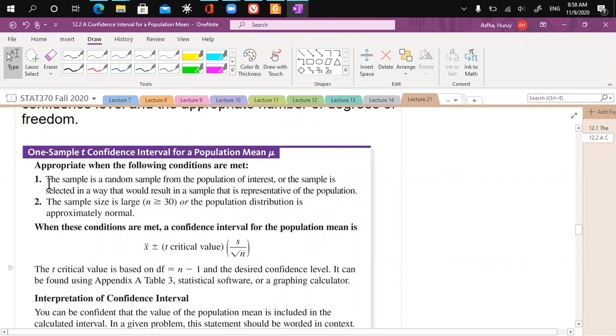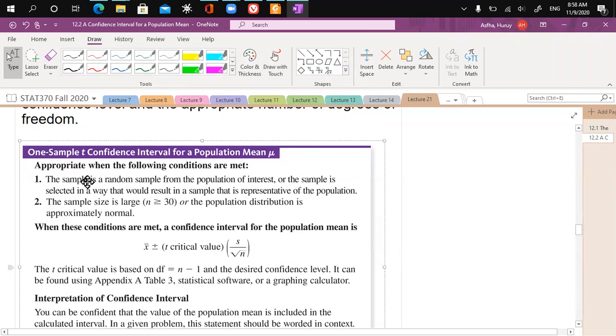So there are two conditions that we need to check here. One is, of course, the sample size. It has to be greater than 30, because in that case, using the central limit theorem, we have the guarantee that the distribution of the mean x bar is approximately normal. If it is not greater than 30, we need to know that the population distribution is approximately normal. Otherwise, I cannot use this type of inference.